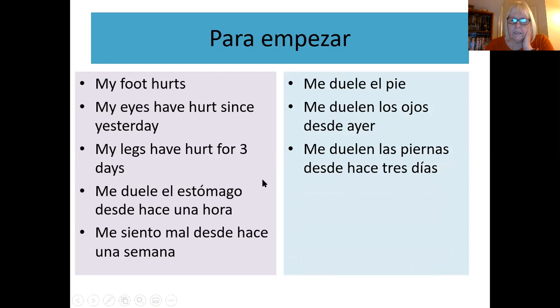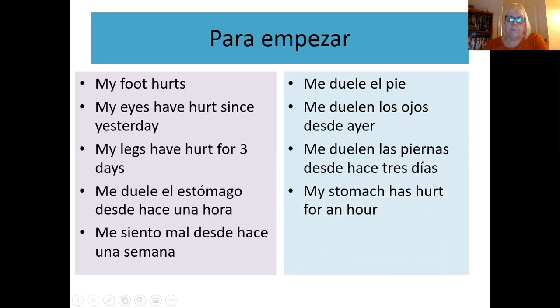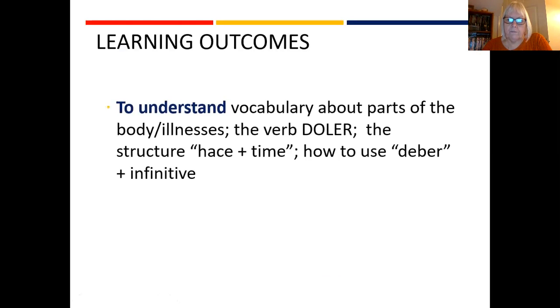We'll look at that again in a minute. Me duele el estómago desde hace una hora. My stomach's been hurting for an hour. Me siento mal desde hace una semana. I felt ill for a week. I felt bad for a week. Okay, so again, of course, you can pause this, you can write things down, you can go back and look at it again. So just make sure you do that to make sure you've understood everything and everything is written in your books. Okay, so that was the starter and you've submitted that, so I know you're in the lesson.